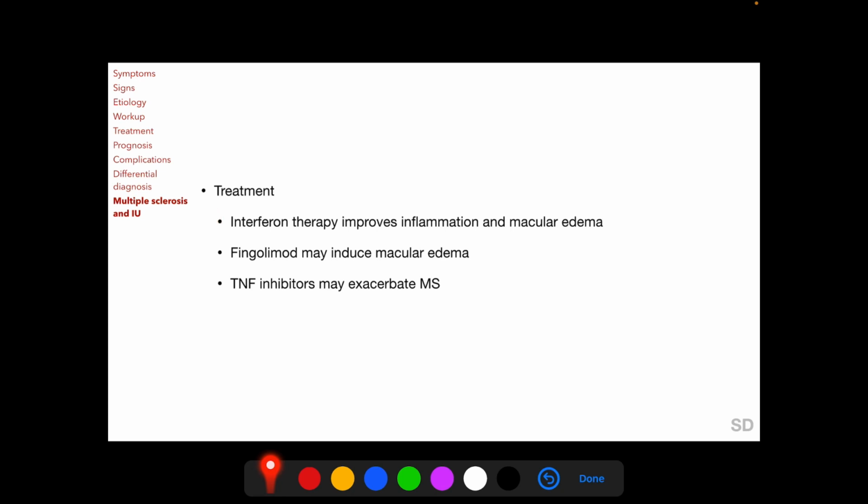Interferon, which is a recommended therapeutic modality for multiple sclerosis, has also been shown to improve inflammation and macular edema of intermediate uveitis, and fingolimod therapy for multiple sclerosis may exacerbate macular edema, and TNF inhibitor therapy for the intermediate uveitis may exacerbate multiple sclerosis.